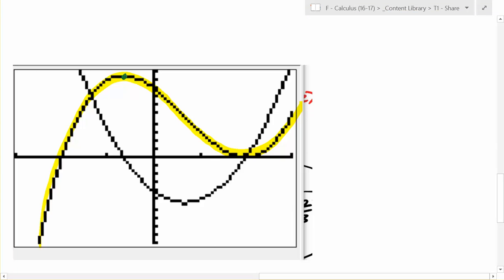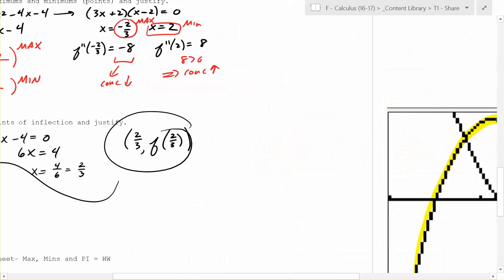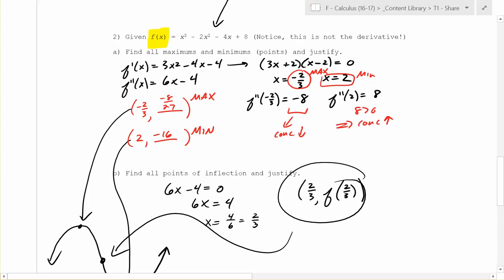Hey, is that the right shape at least? Yeah. So that should be negative 2/3 comma something, and this should be what? 2 comma? It looks like it should be 2, 0. Let's see here. 8 minus 8 minus 8. Yeah, this is 0. Yeah, not that. And then this one right here, it's like 9 point something.